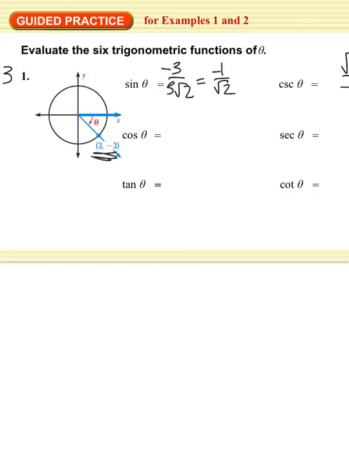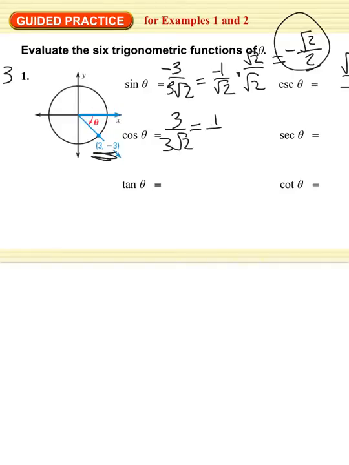Now let's go back to sine theta. I need to rationalize that, which we've learned, by multiplying by root 2 over root 2. So I get negative root 2 over just plain old 2. Cool? Cosine is x over r, 3 over 3 root 2 equals 1 over root 2. So secant's the reciprocal of that, root 2. Now let's rationalize this. So I get root 2 over 2 for cosine.